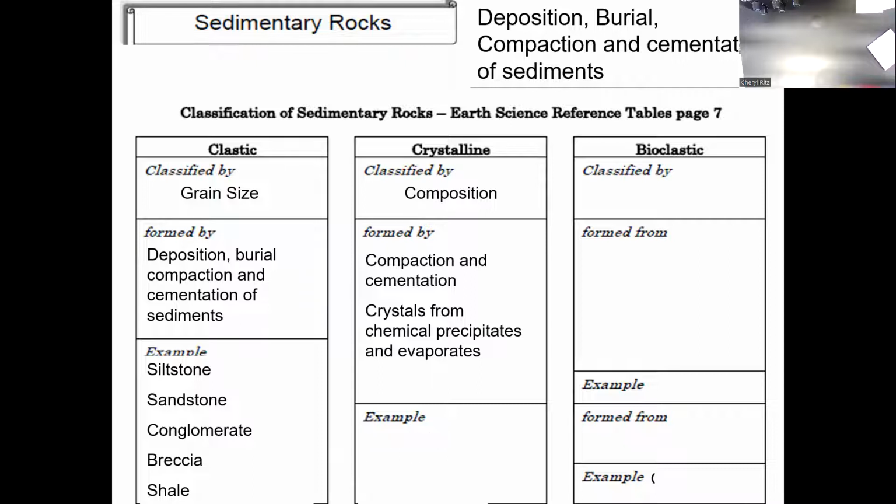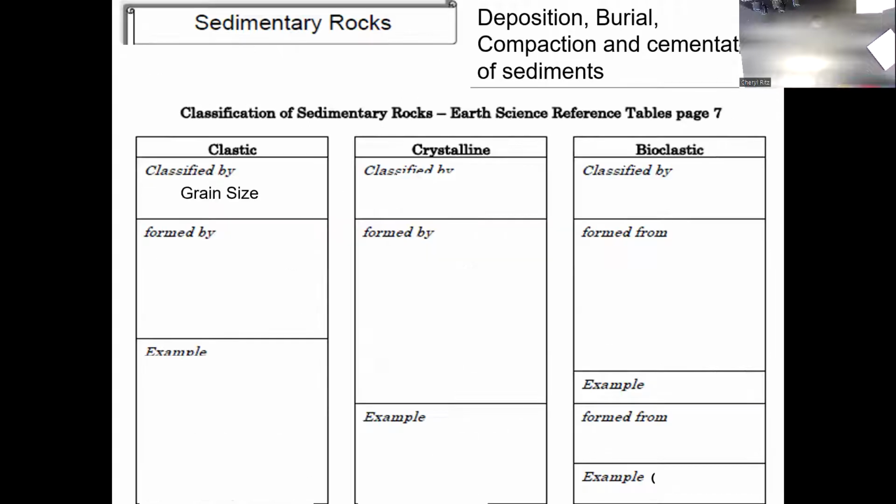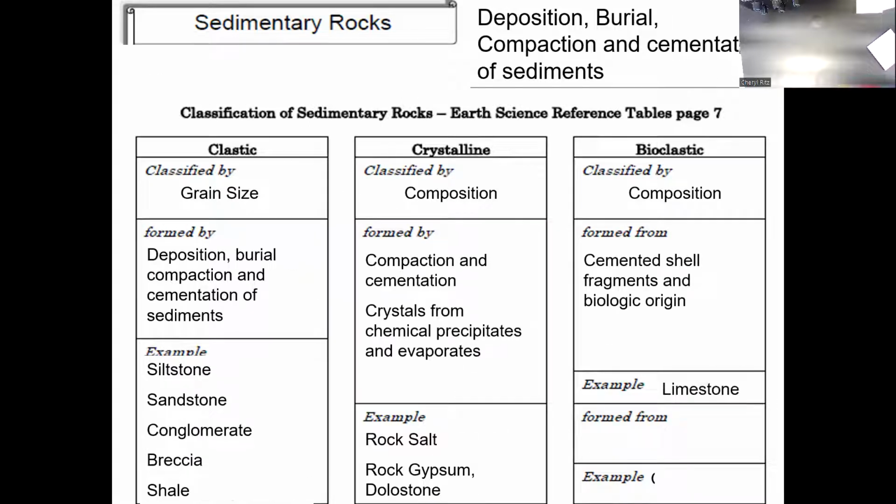And bioclastic, again, if we look at that reference table, how are the bioclastic groups classified? Is it by, again, their grain size? Nope, composition again for that one. And these ones, there are two different types. They can be formed from cemented shell fragments, or the limestone, or I'm sorry, coal is formed by the compaction of plant remains.